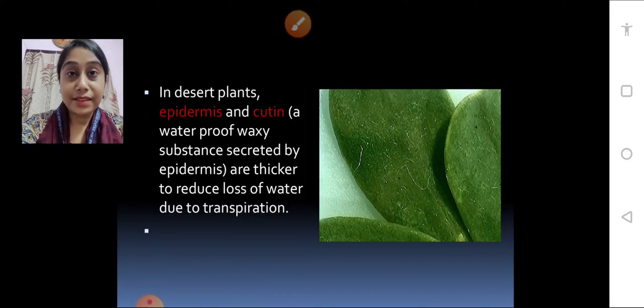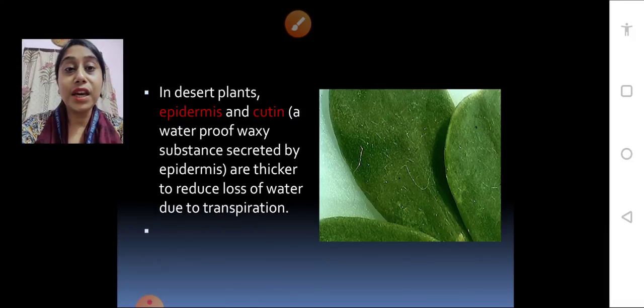In desert plants, epidermis is not enough. A single continuous epidermis is not enough, like in the plants of our surroundings, the plants which are present here in our place. In desert plants, along with the epidermis there is another substance called cutin, a waterproof waxy substance. The cutin itself is secreted by the epidermis.